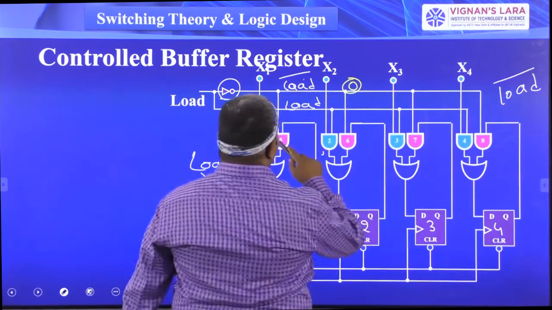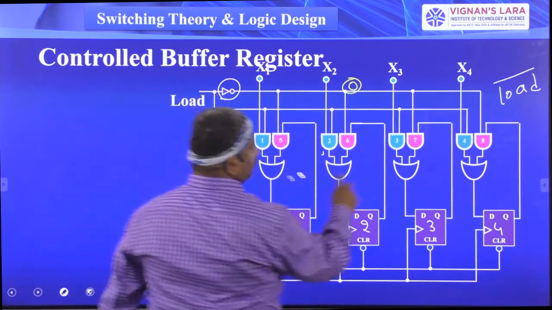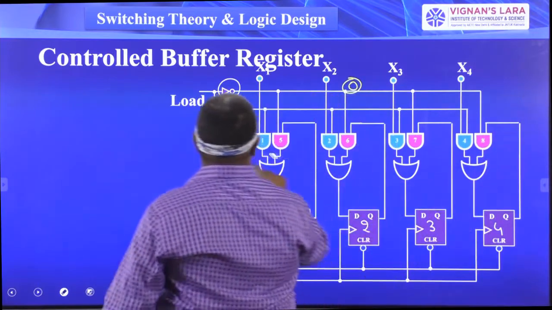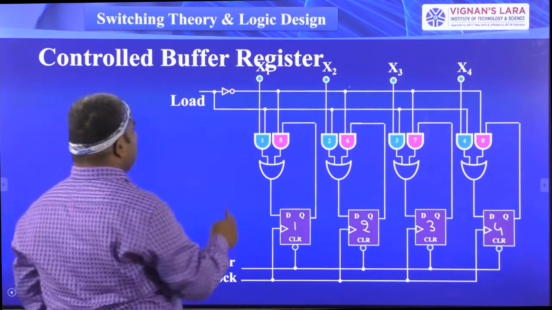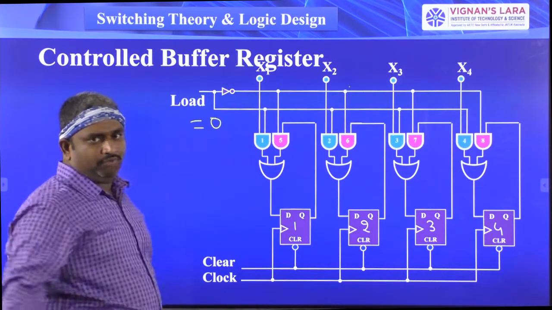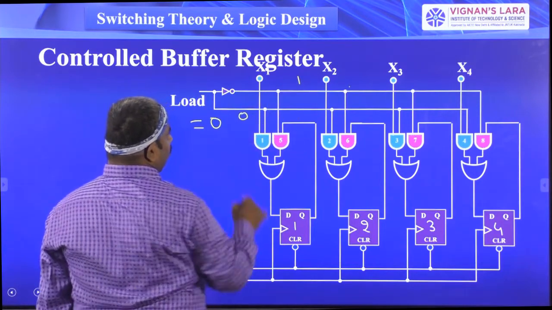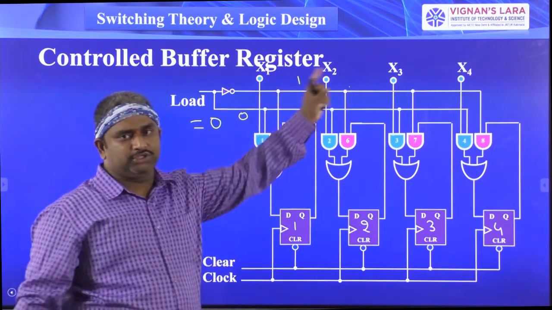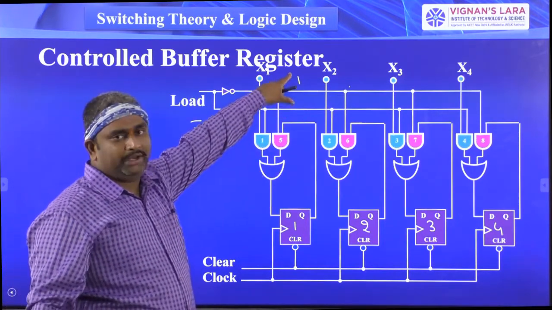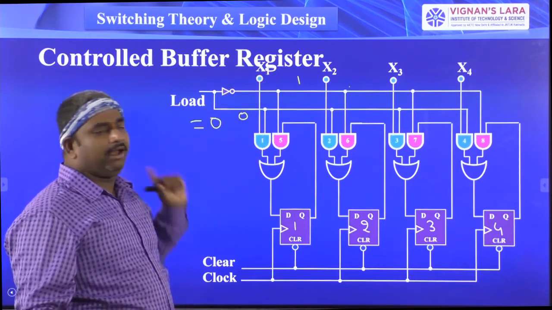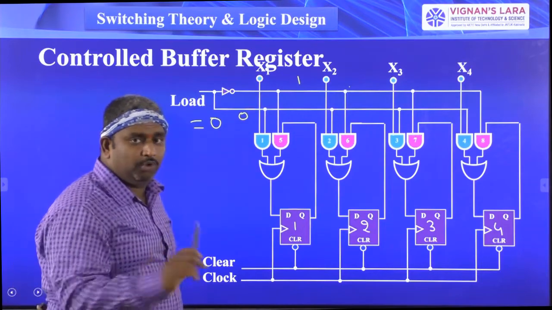Now we will see the load equal to 0 operation. Whenever load is equal to 0, this NOT gate output goes to 1. So load bar is equal to 1. The load signal is connected to the blue color AND gates, and load bar is connected to the pink color AND gates. So this 0 is connected to all the blue color AND gates.